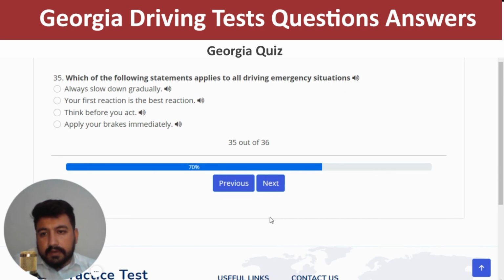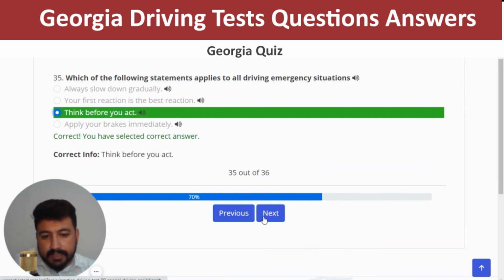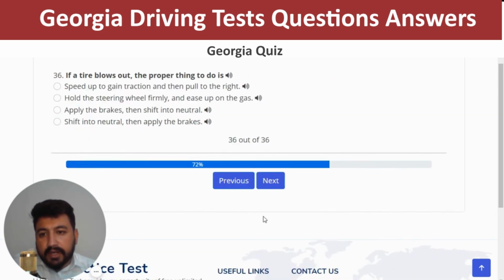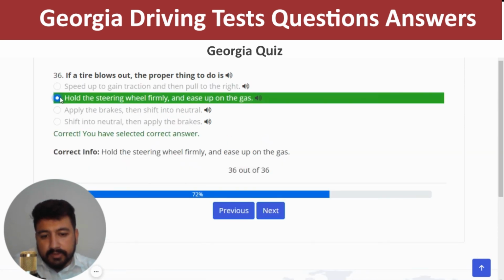Second last question is which of the following statements applies to all driving emergency situations? So the right answer of 35th question is think before you act. So third option. Next. The last question is if a tire blows out, the proper thing to do is. The right answer of last question is hold the steering wheel firmly and ease up on the gas. So second option. Yeah, this is the correct one, and this is the end of quiz number 9.